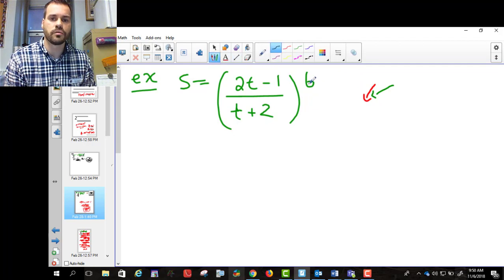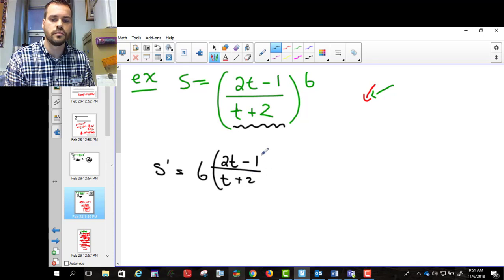So we have to deal with the power first. So we kind of pretend it's just x to the 6th. Okay, so we use the power rule first to deal with the 6, and that's 6 times whatever this is to the 5th. And then we multiply by the derivative of this. And this is a quotient rule.